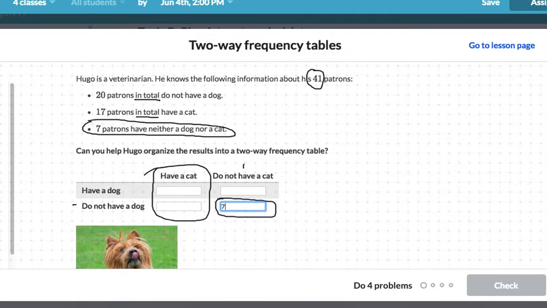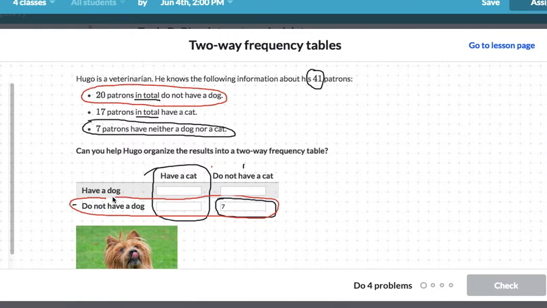But 20 patrons in total do not have a dog. So that is this row right here. We have 20 total. 7 have already been accounted for. So 20 minus 7 is 13. Now we have one of the data points for the cat, so we can now move on here to the cat. So 17 total have a cat, 13 are already accounted for, so 4 is our remainder.